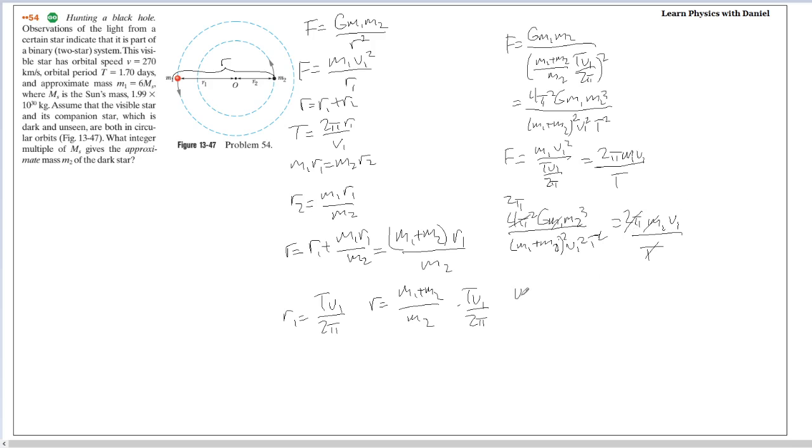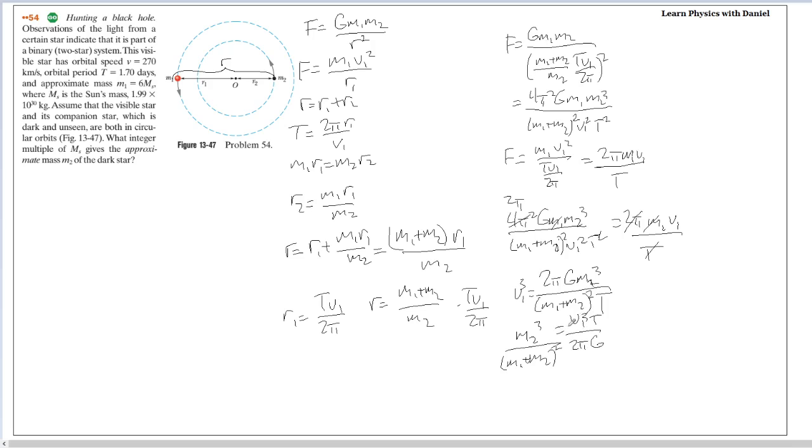So this simplified expression ends up being v1 equals 2 pi G m1 cubed over (m1 plus m2) squared v1 squared over T. So we can rewrite this as T. Oh wait, this is m2, right? So then what we can do is just isolate m2 to get m2 cubed over (m1 plus m2) squared equals v1 cubed T over 2 pi G.